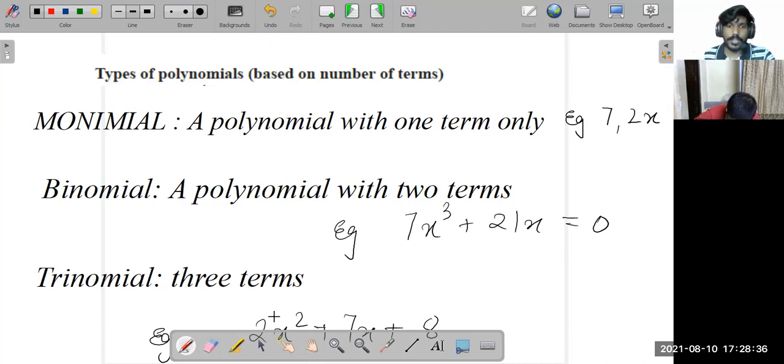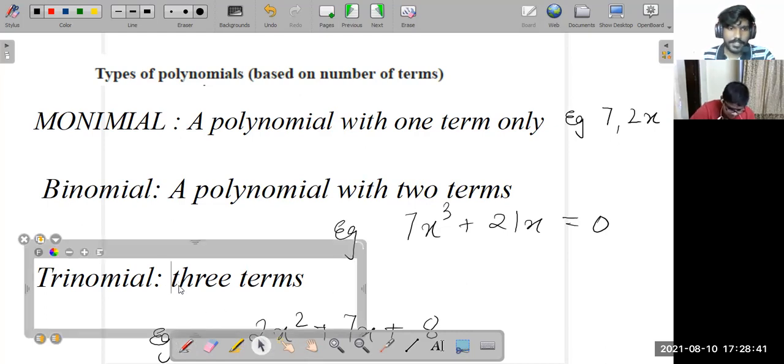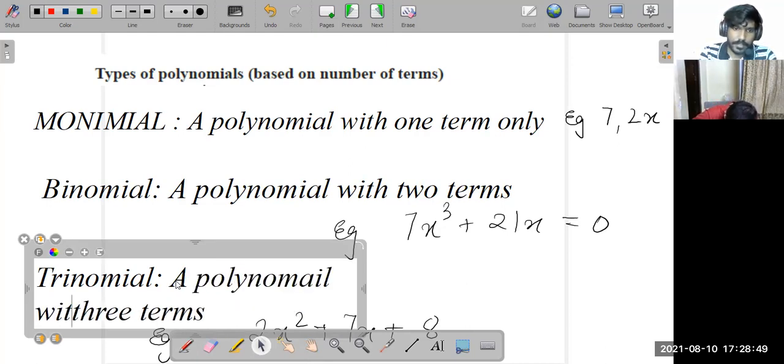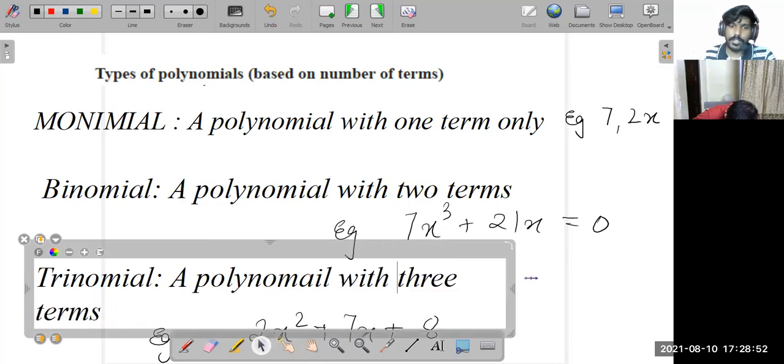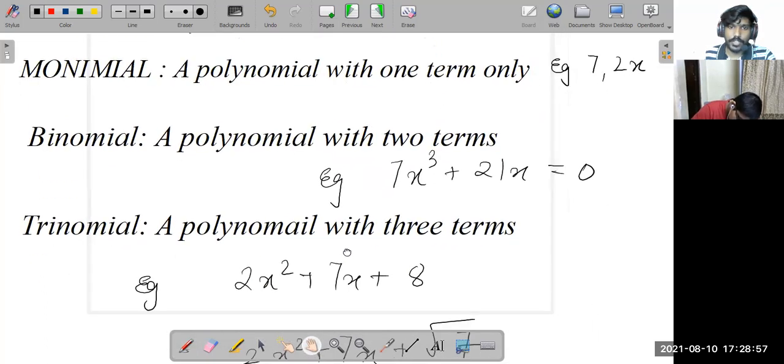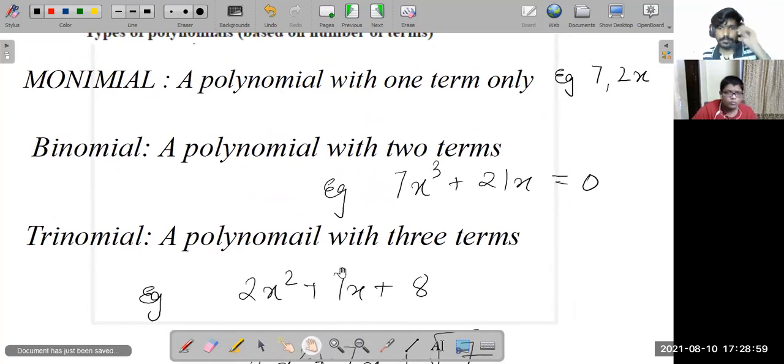Under binomial, write this one example. A polynomial with two terms is called a binomial. And then lastly, trinomial. A polynomial with three terms is called a trinomial. And then you can write down the example of trinomial. So what about polynomials which have more than three terms? More than three, then we just call it poly. Poly means many. So just polynomial.